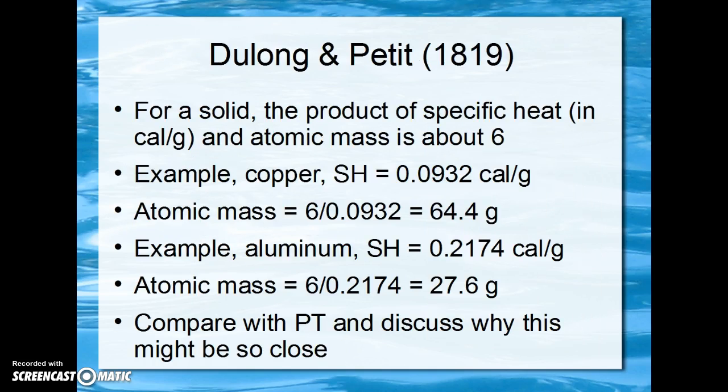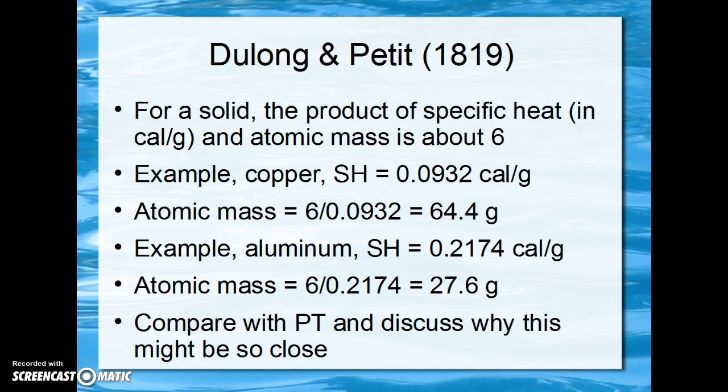Now Dulong and Petit, many years earlier, had come up with another method of finding atomic mass. They found that the product of specific heat and their atomic mass would be about 6. So for instance, copper has a specific heat of 0.0932 calories per gram. That's how they measured things back then. Remember, a calorie is the amount of heat that changes the temperature of 1 gram of water by 1 degree Celsius. The atomic mass then is 6 divided by the specific heat, or 64.4. Compare that again to what we call the atomic mass today, and it's very close.